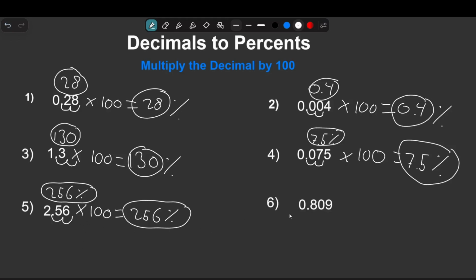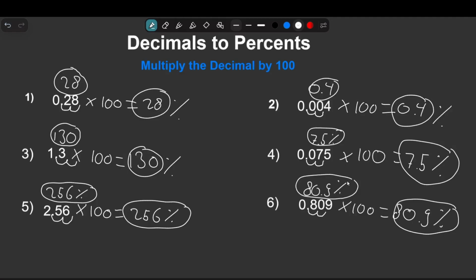So, and now for our last example, we have 0.809. So, we're going to multiply this by 100 again, and we will get 80.9%. Oh, my bad, guys. Again, you can get this by moving the decimal over twice to the right as well. As you can see, it will be the exact same answer, 80.9%. Like this. So, this was basically the video, guys.